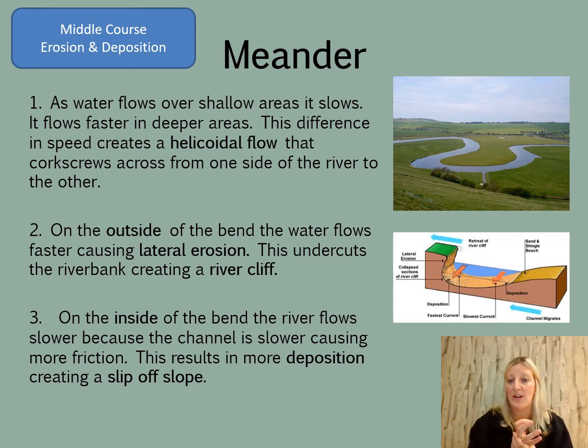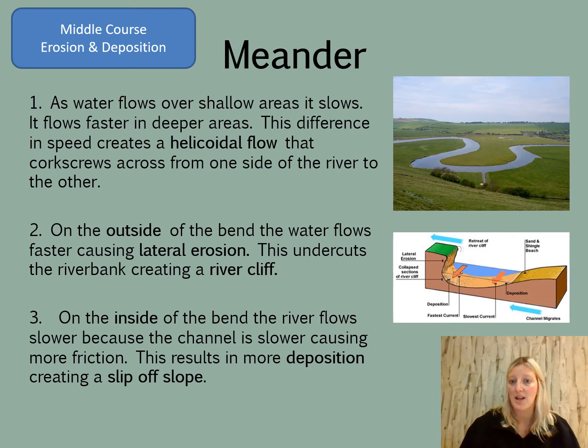So if you have a look at the little diagram just above where I'm speaking now, you can see on the left of that diagram, you've got that river cliff being formed. It's being undercut by the speed of the river coming through, so erosion happening on that side. On the opposing side, on the inside of the bend, the river is flowing more slowly. That's because there's more friction, because it's more shallow, and that results in more deposition happening, and that's where we get this slip-off slope, or sometimes called a river beach.